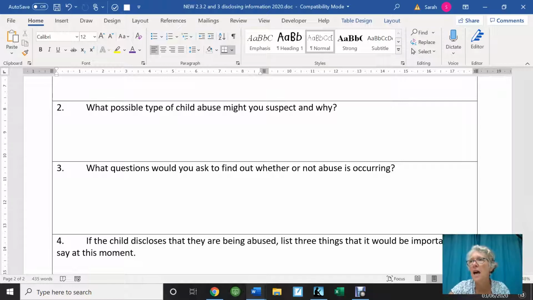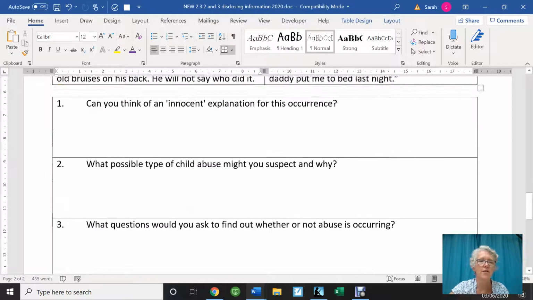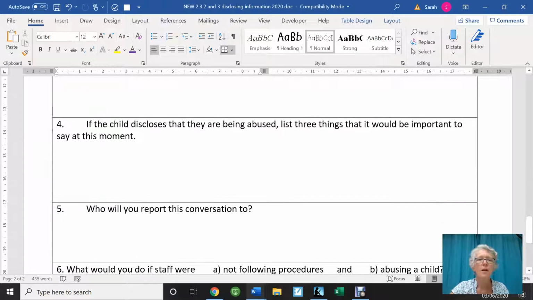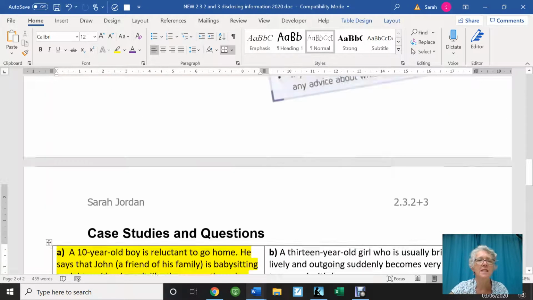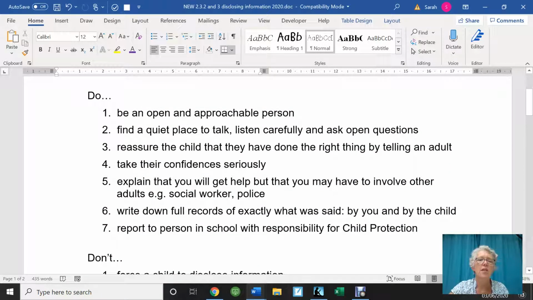Why do you think that happened? What sort of games? You'll have to match your questions to each of them if you choose a different scenario. The three things that are important to say here come from this list up here. So the important things are 3, 4, and 5.